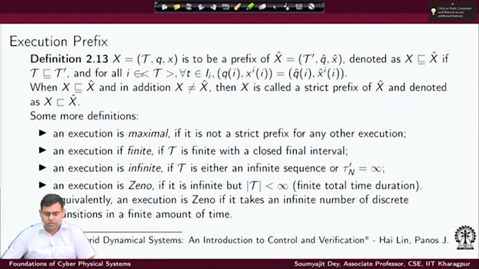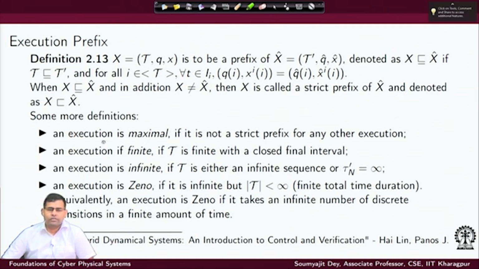Suppose x is a time trajectory of the automata, where you have this sequence of intervals followed by this sequence of locations, intervals along with these locations and these switches in the vector field. And let us say this is a prefix of another execution. It is denoted by this: x is a prefix of x hat. If tau is a prefix of tau prime, that means all the intervals here are covered inside this, and for all these intervals, whatever the locations have been, they have remained the same in both of the executions, and whatever the differentiable maps have been, they have also remained the same in both. So that's it, right.